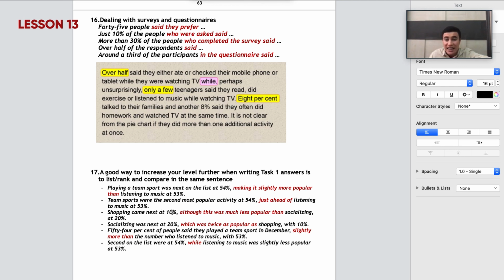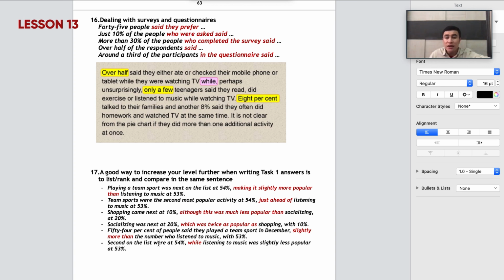Shopping came next at 10%, although this was much less popular than socializing at 20%. Socializing was next at 20%, which was twice as popular as shopping with 10%. So interesting. Socializing is more popular than shopping, but probably among men. 54% of people said they played a team sport in December, slightly more than the number who listened to music, with 53%.